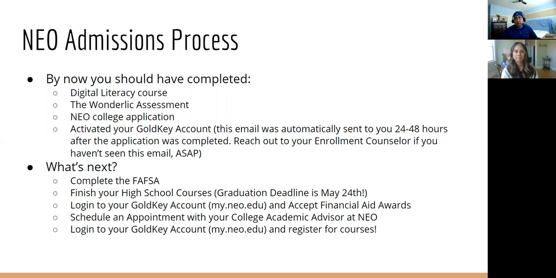If you don't see that anywhere, or if you're unsure or having an issue, go ahead and reach out to your enrollment counselor and they will work with you immediately. So what's next is completing the FAFSA. If you have not done this already, it'll definitely be a step that you want to do immediately. We're going to finish up your high school courses here. The graduation deadline is May 24th, as well as our admissions deadline to have your file completed. Log in to your Gold Key account, accept financial aid awards, schedule the appointment with your advisor, and log in again to register for courses. So those will all be coming down. Hopefully you have your checklist from your advisor already. If not, you'll be getting it soon, and then you'll be able to start knocking those off.